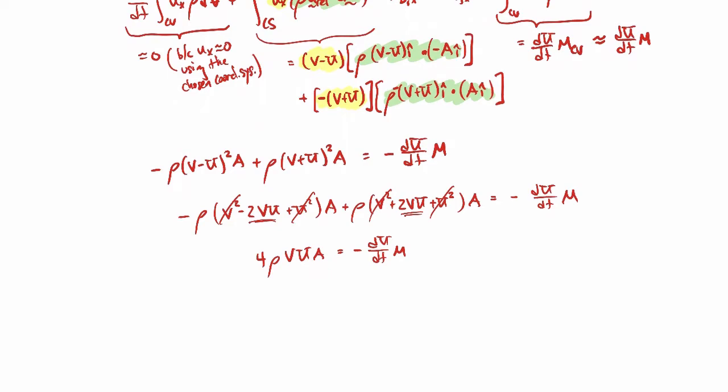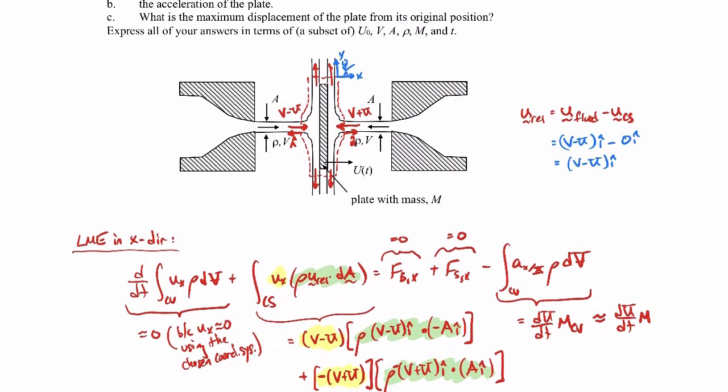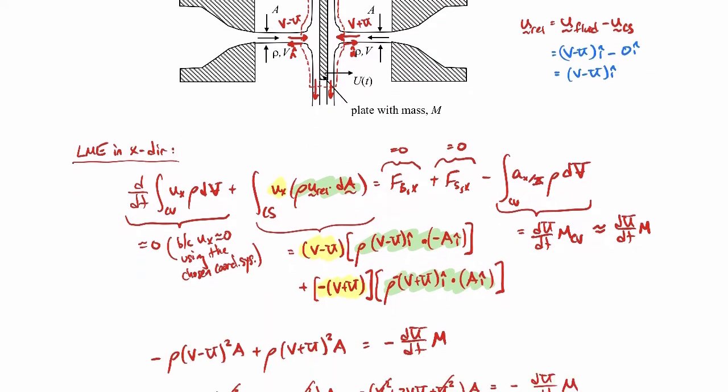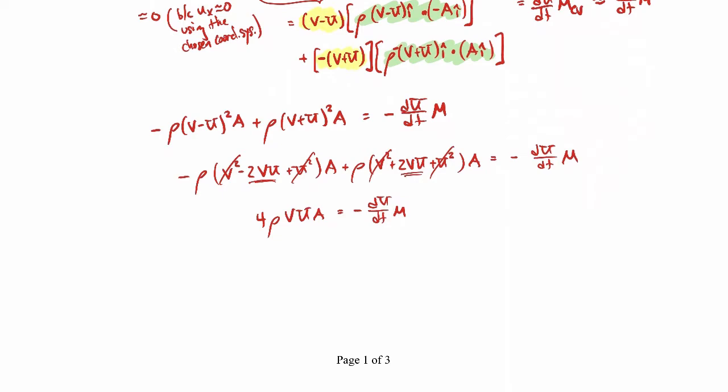And then you see that we have a differential equation here that we can solve. So what we're trying to do is get the velocity of the plate initially here, as well as the acceleration of the plate. So we're working on the velocity right now. If I just rearrange that equation, I'll have du all over u is equal to minus 4 times rho times v times a divided by m, and then a dt. Let me just double check that I did all that correctly.